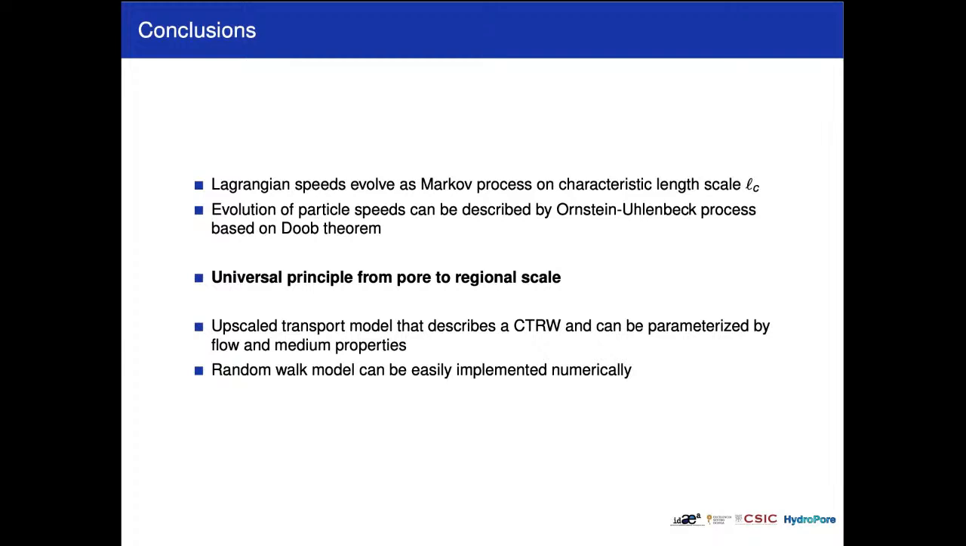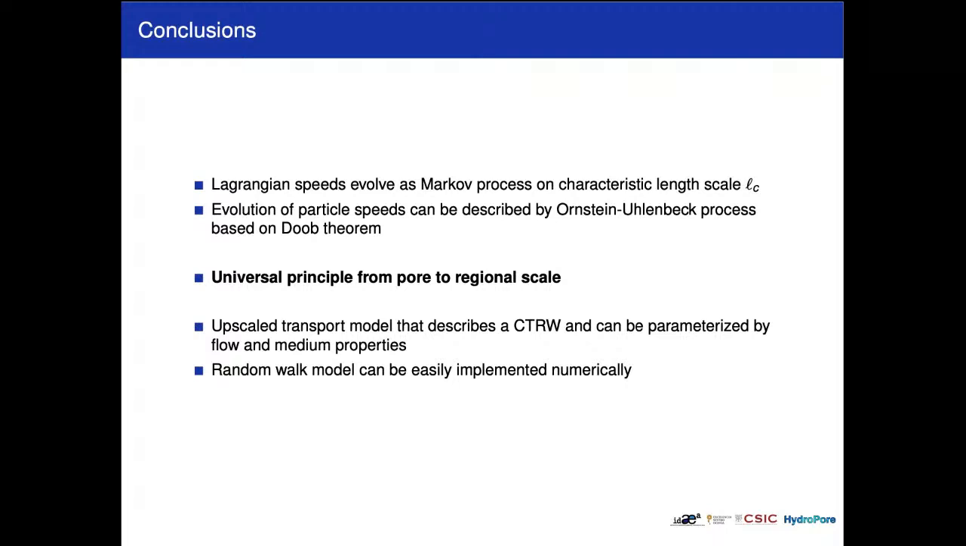Now, all the time scales are determined by velocities, and let's say when we look at hydrodynamic transport, time scales are determined by a velocity and by a characteristic length scale. And we can describe the evolution in terms, in this case, of an Ornstein-Uhlenbeck process for the normal scores. This seems to be a universal principle that we can apply across different scales. And then the upscale transport model can be, in fact, parameterized by flow and medium properties.